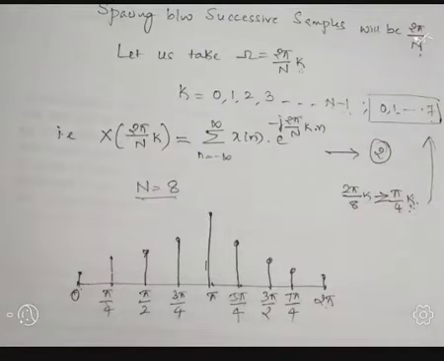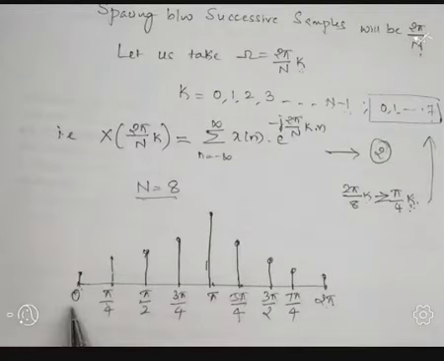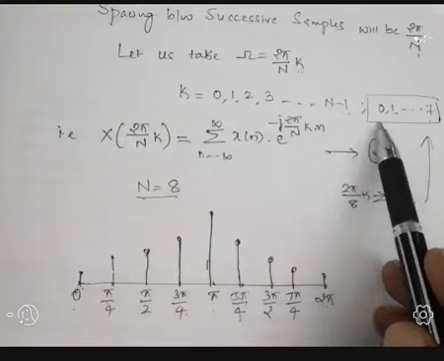Consider N equal to 8 samples taken over the period of 2 pi. Hence, X of omega will be calculated at omega equal to 0, pi by 4, pi by 2, 3 pi by 4, pi, 5 pi by 4, 3 pi by 2, 7 pi by 4, like that. These samples are addressed by k equal to 0 to 7.